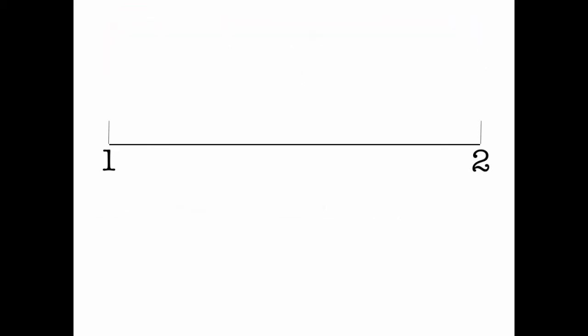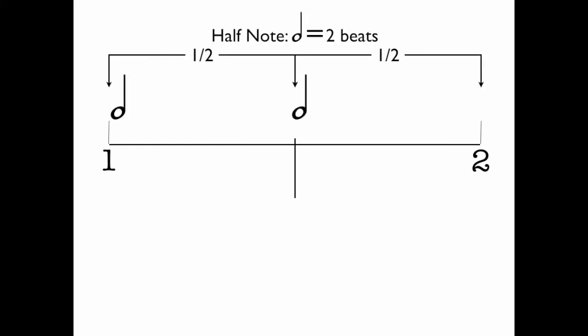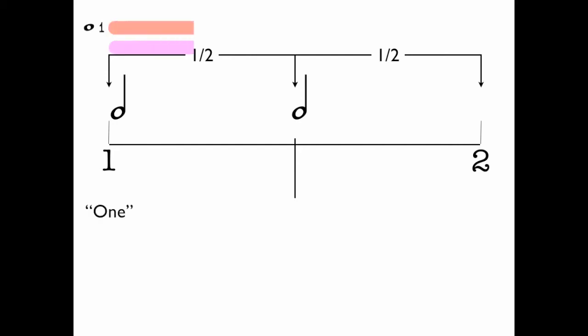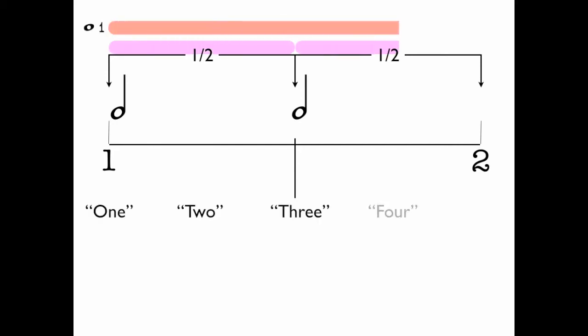Dividing the measure in half creates 2 halves, or half notes, that are 2 beats in length. Notice they divide the measure equally, so they are exactly the same length as each other, and together are the same length as one whole note. 1, 2, 3, 4.